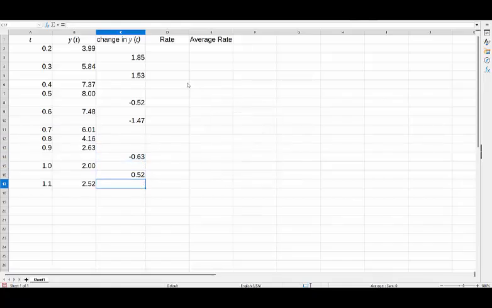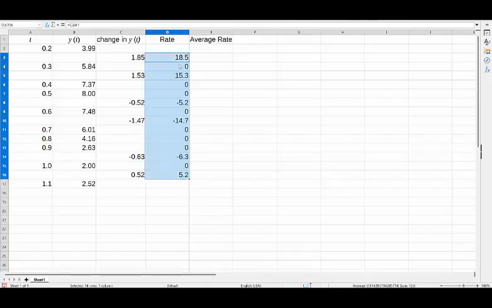Hey, one more. All right, so these are our change values. So now we'll find the rate. To find the rate, all we have to do is divide that value by 0.1. So we'll divide it, it equals that value divided by 0.1. And that's our rate. So I can erase all the intermediate values.